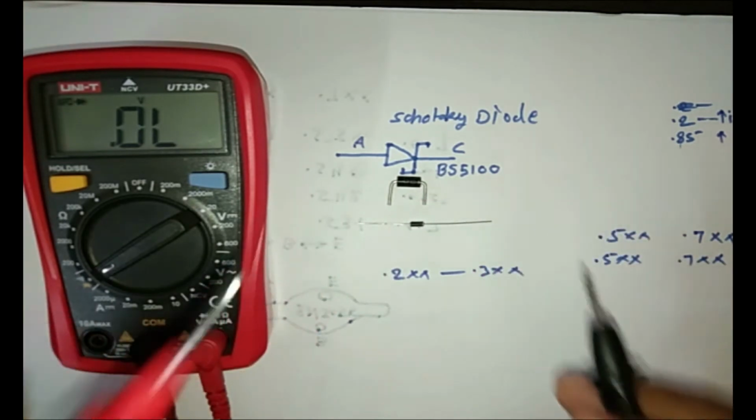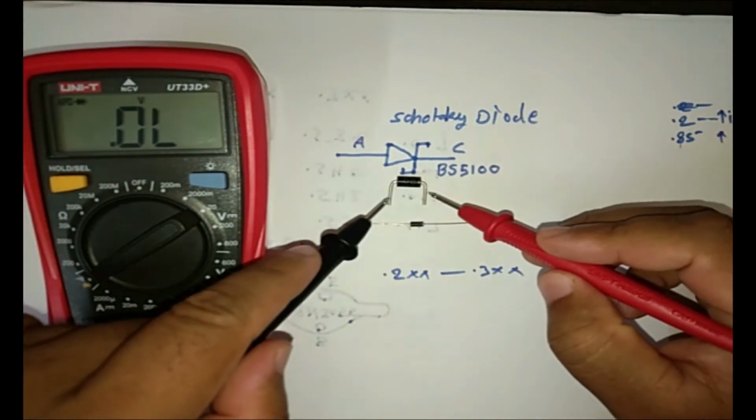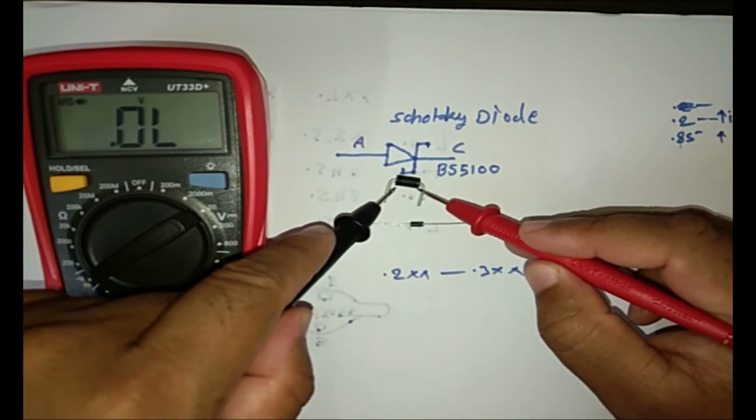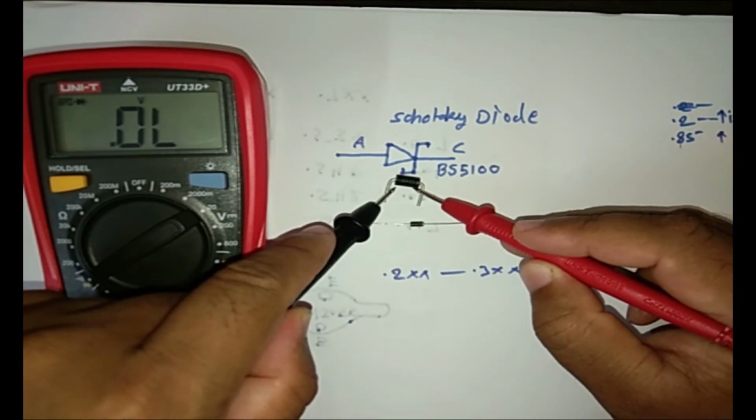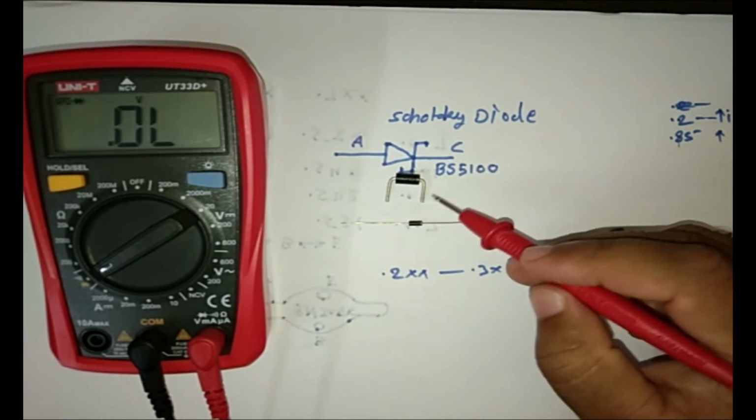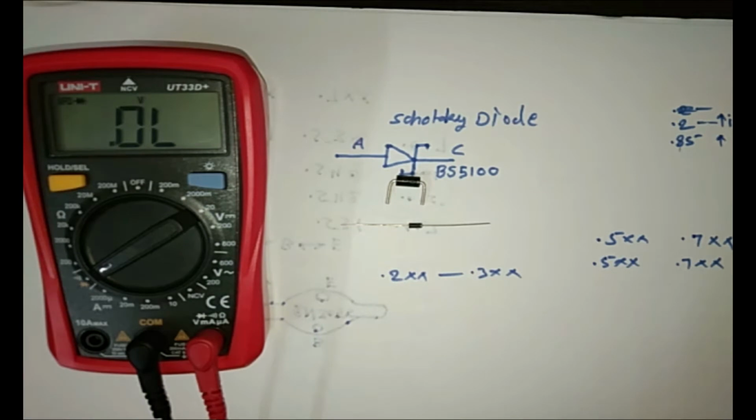In the opposite direction, if we interchange the leads, black at the anode and red at the cathode, it will show open like this. It will always show open. So this diode is in the right condition. It is not damaged.